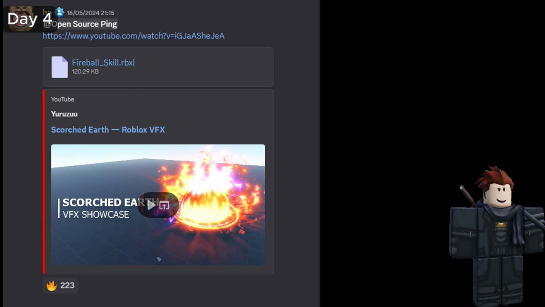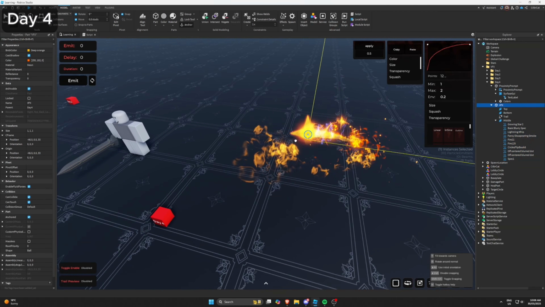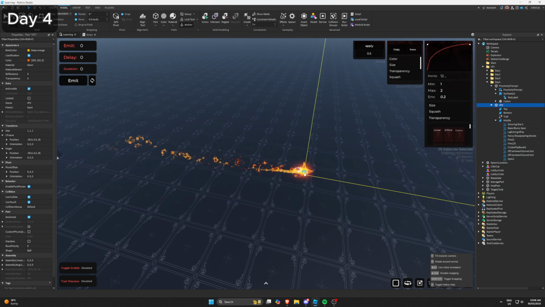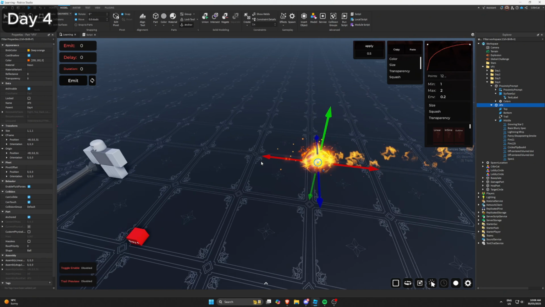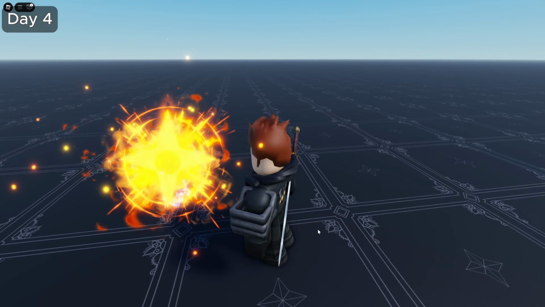At the start of day 4, I analyzed an open source fireball, and then tried making my own. I couldn't manage to make it look good when it moved around, which is sort of the point of a fireball, and there were a few things that I didn't know how to get right, but I think it turned out looking good overall.